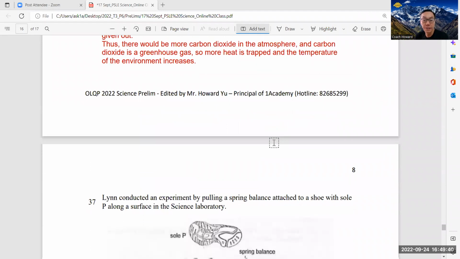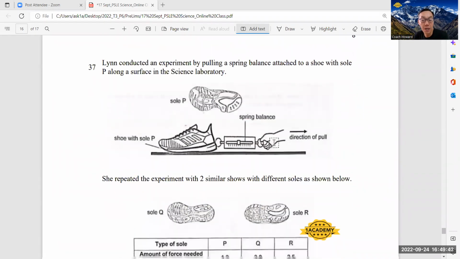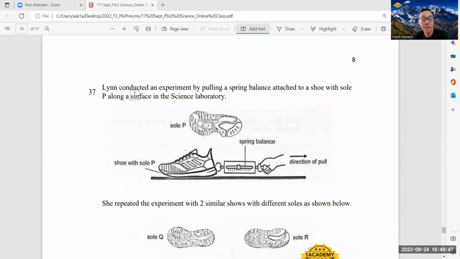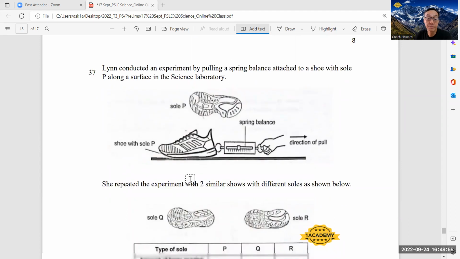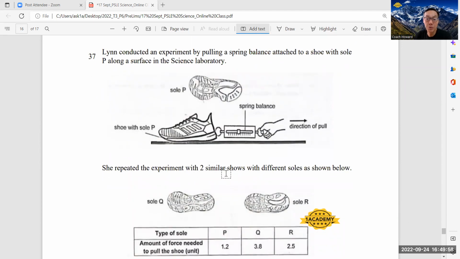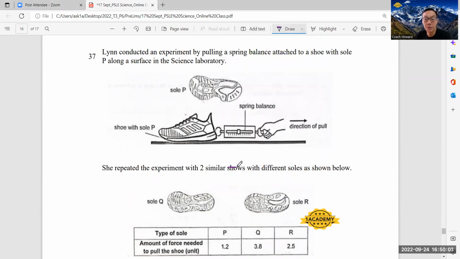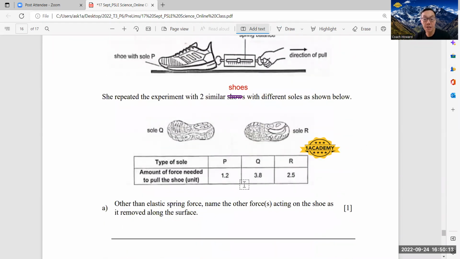Okay, next question. This question is a force diagram. It says that Lynn conducted an experiment by pulling a spring balance attached to a shoe along this surface. She repeated the experiment with 2 similar shoes, so there's a typo here. Change this to shoes with different soles. These are the results on different types of sole, P, Q, R.